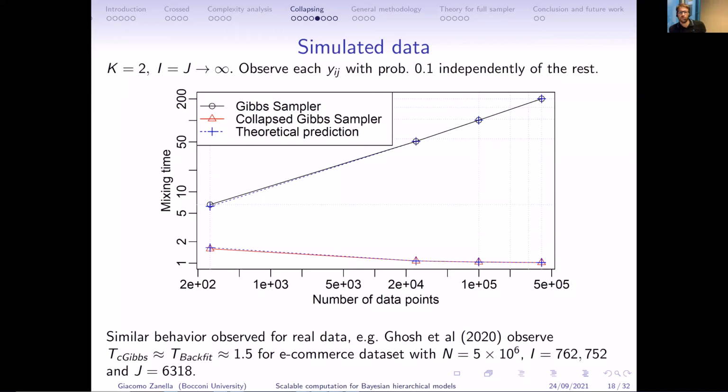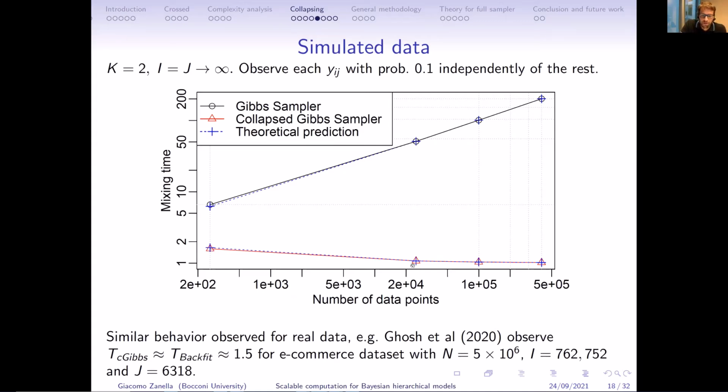So what would be the value if the connection to the random walk was exact, and you get something which mimics very well the numerically computed value, which is not surprising because Erdős-Rényi graphs are very similar to balanced ones. And what you see is that the mixing time of Gibbs sampler increases with the size of data set. So the algorithm is not scalable, the cost is super linear.